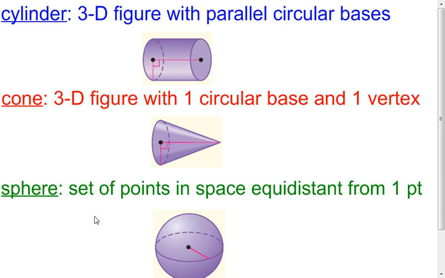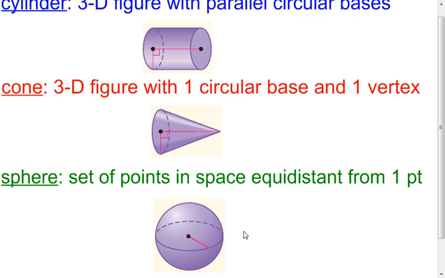And by definition, it's all the points now in space that are equidistant from one point. If you took away space here and put plane, then you'd have a circle. The set of points in a plane equidistant from one point is a circle, but when you put it into space, now you get the ball, or you get the sphere.